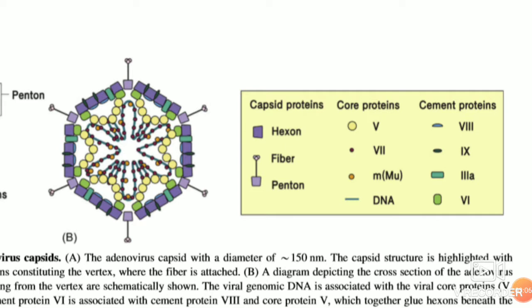Inside the viral capsid, the viral genome DNA is associated with 3 kinds of viral protein: protein 5, protein 7 and mu. You can see the structural proteins. There is a fiber attached to the penton, and there is a 3A protein and protein 6, with protein 6 attached to 5 and 7, and mu arranged along the genetic material.